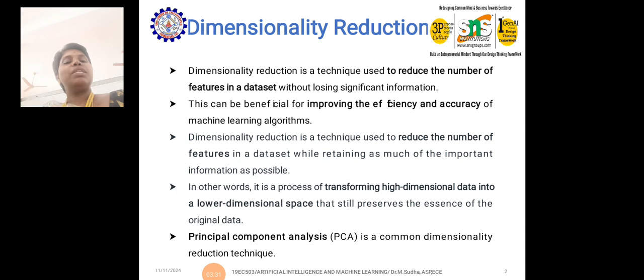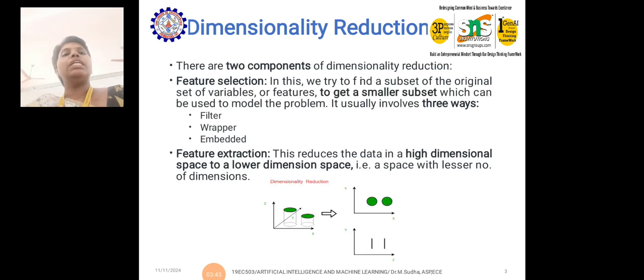Coming to principal component analysis, it is a common dimensionality reduction technique. This is an algorithm, that is, a technique: the principal component analysis. We will see what dimensionality reduction involves here. We have two components of dimensionality reduction: one is feature selection and the other is feature extraction. One is selection and one is extraction. Okay, so first, feature selection.